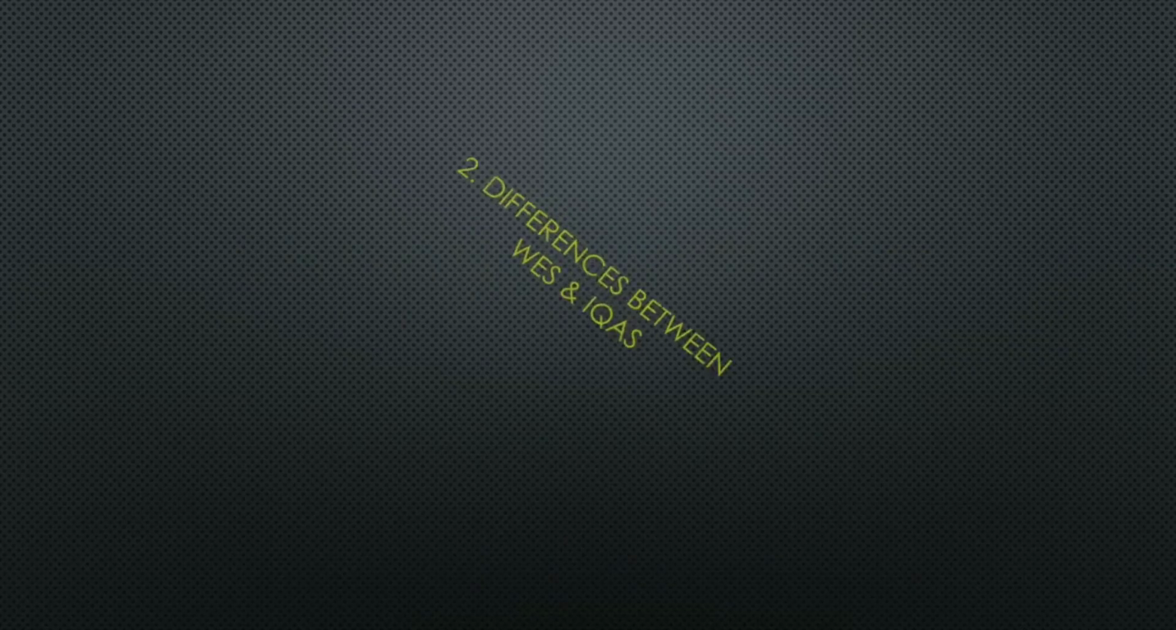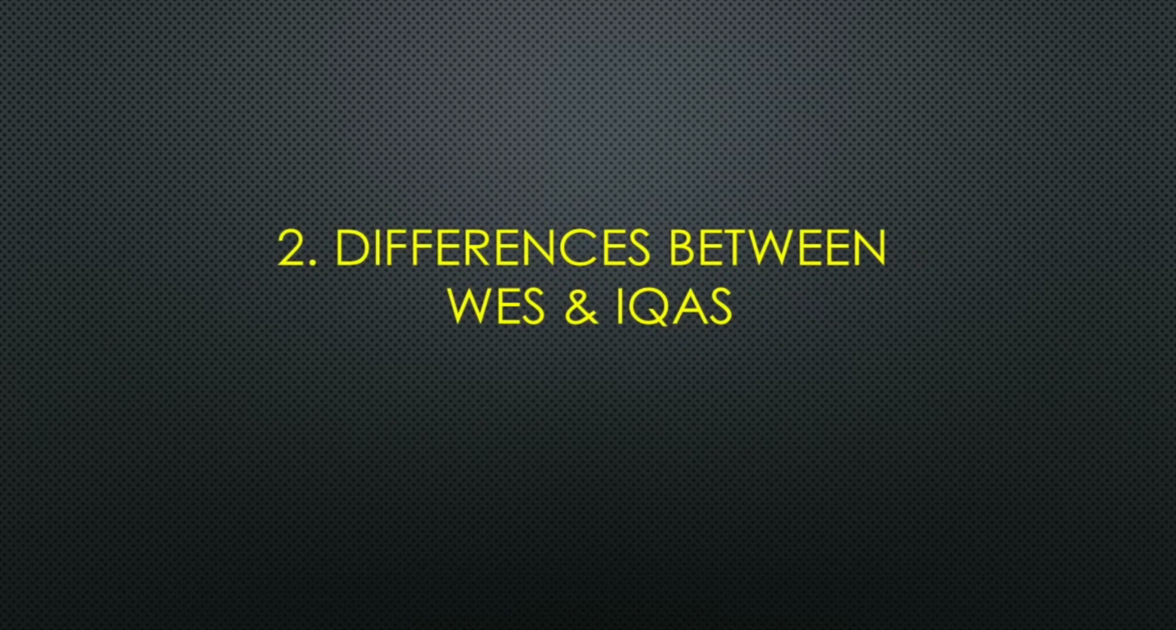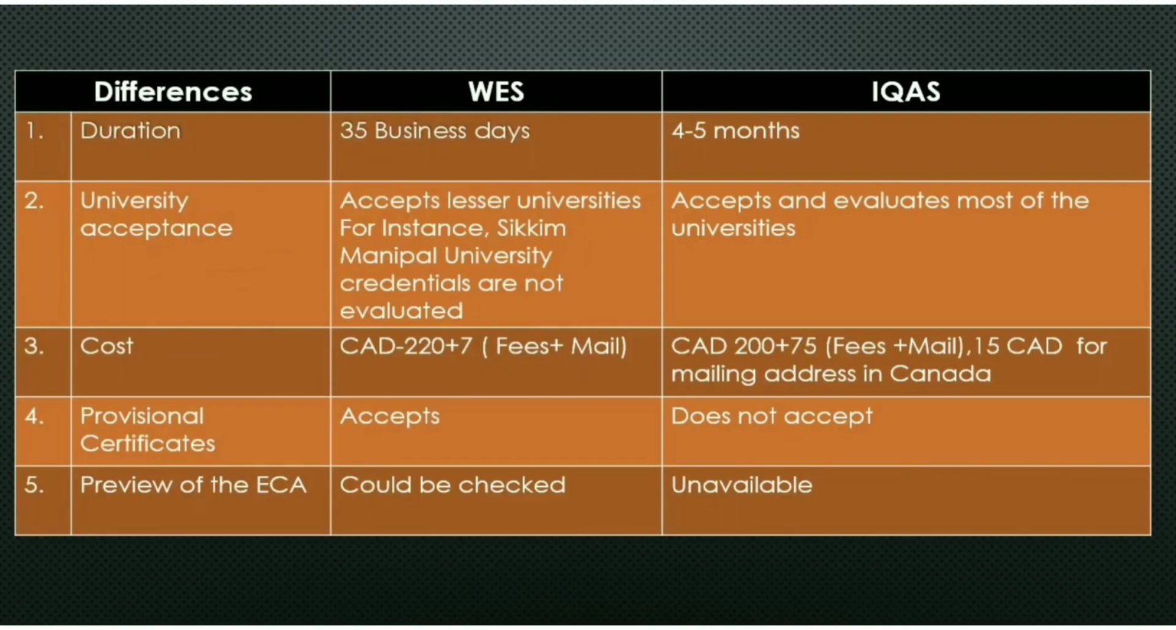And now let's check the differences between WES and IQAS. The list of differences is listed here. The first difference is the duration. WES takes about 35 to 40 business days for evaluation, while IQAS takes about 4 to 5 months. WES accepts fewer universities compared to IQAS. The cost for WES is $227 Canadian dollars, while for IQAS it is $275 Canadian dollars.